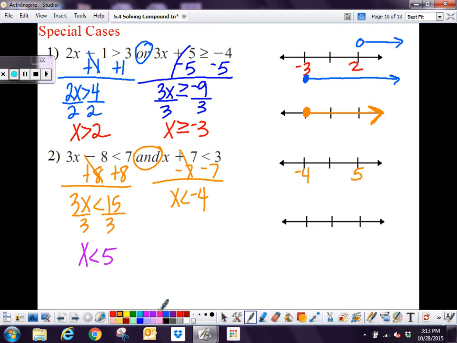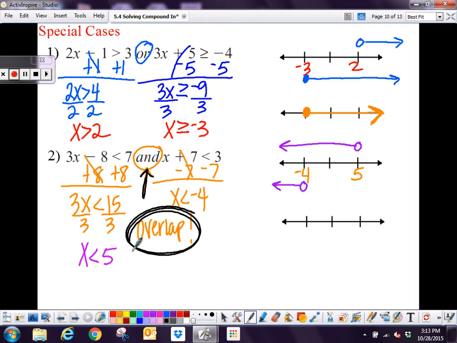Notice that this is an and statement, so we're going to be looking for where these overlap. That's what we're going to be looking for. Okay, so I need everything less than 5, and I need everything less than -4. Now one more time, this is an and statement, so we're looking for where they overlap. The only place that these two overlap is from -4 and to the left. So everything from -4 and on is the only place these overlap.